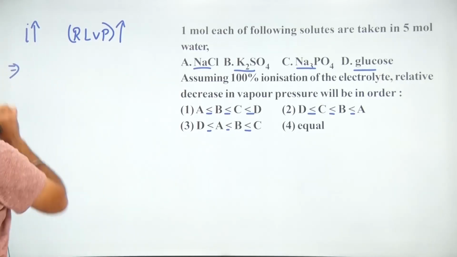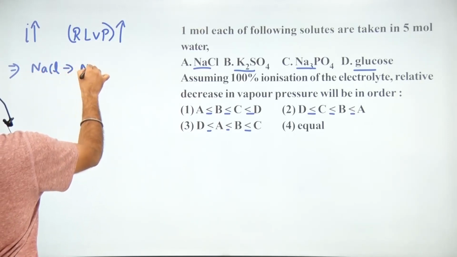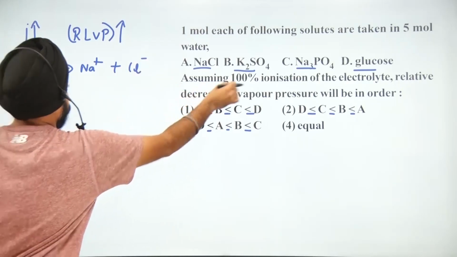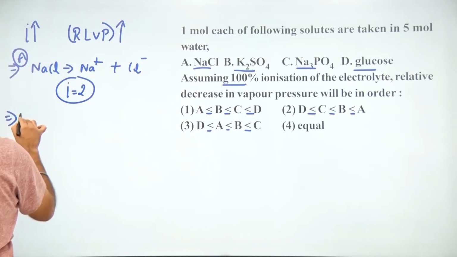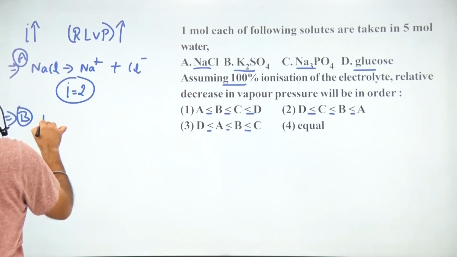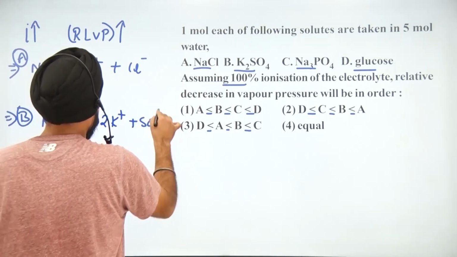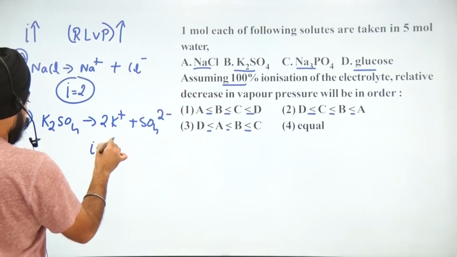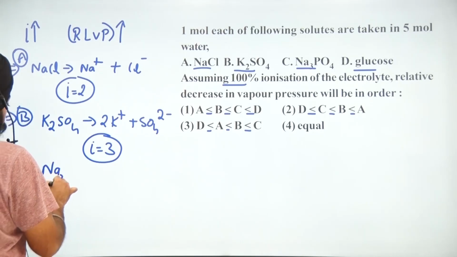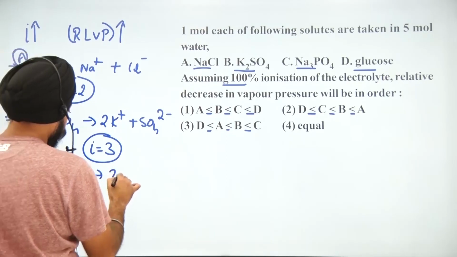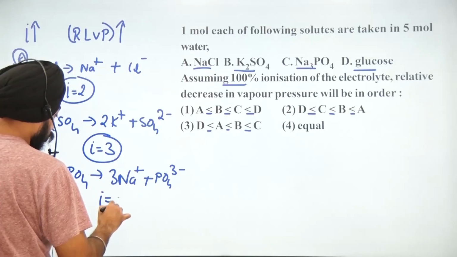So for this particular case, now see students, for NaCl, it will be dissociated as Na+ and Cl−, and we have been given that this is a 100% dissociation case. So for this, the value of i comes out to be 2. So this is A. For B, this is K2SO4. So this will be dissociated as 2K+ and SO4 2−. So i comes out to be what? 3. For this C, we are having Na3PO4. So this will be dissociated as 3Na+ and PO4 3−, so i comes out to be 4.